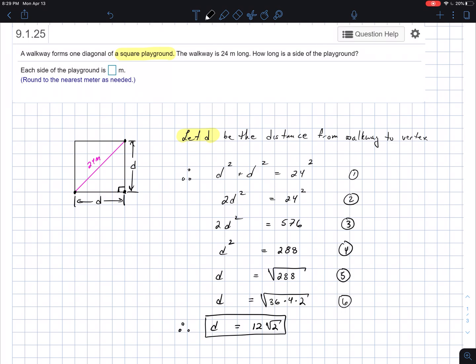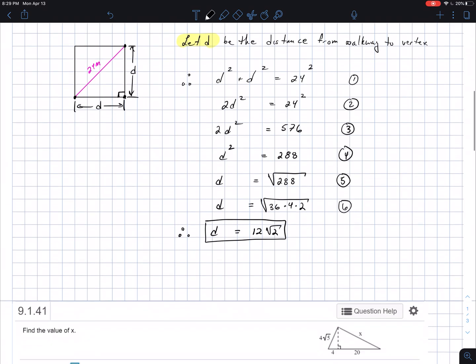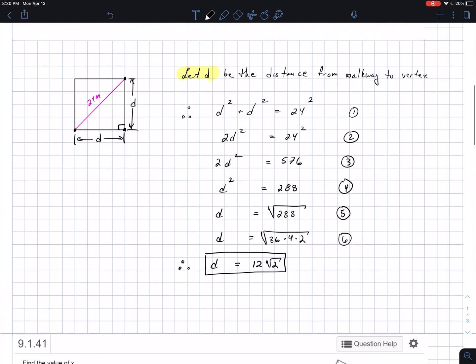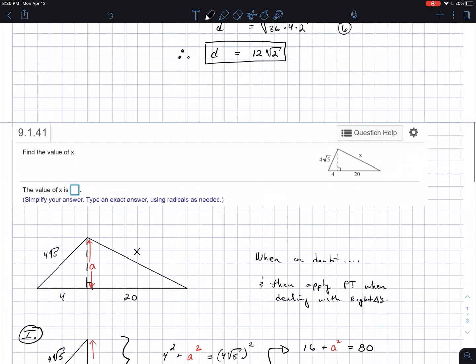So the square root of 36 is 6, the square root of 4 is 2, so 6 times 2 is 12, and the square root of 2 stays the square root of 2. We can't do anything else with it at all because we don't have another pair of 2's. And you'll see this will be very important for us in a little bit. So we've actually just sort of proved something that we're going to be doing later.